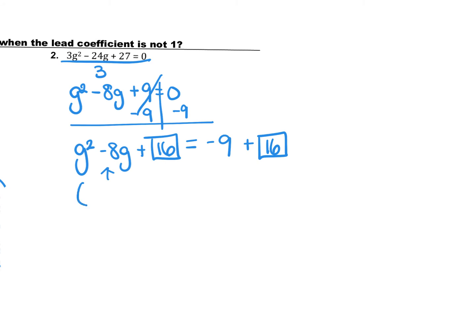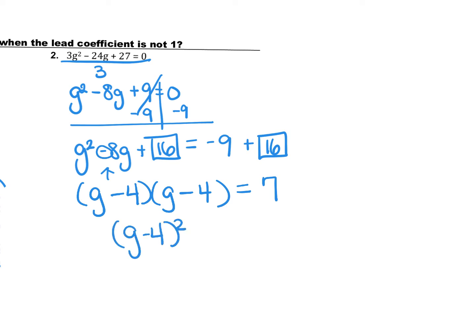Now we're going to factor, and I'm going to have my g and my g and a 4 and a 4. Remember, because we have this minus right here, these have to be negatives, and this is equal to 7, since negative 9 plus 16 is 7. So g minus 4 squared is equal to 7. Now we're just going to take the square root, and I'm going to have g minus 4 is equal to plus or minus 2.6.